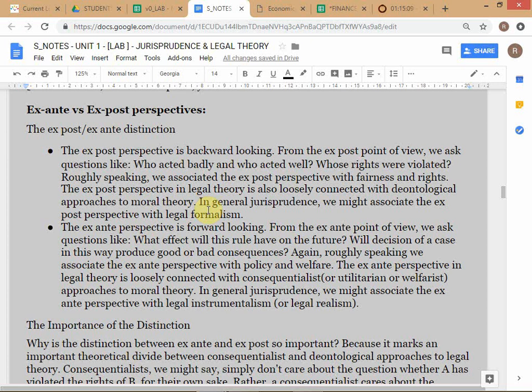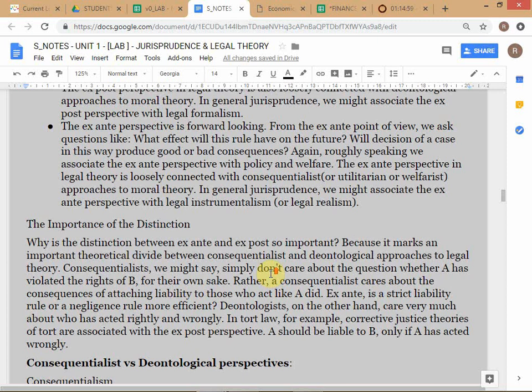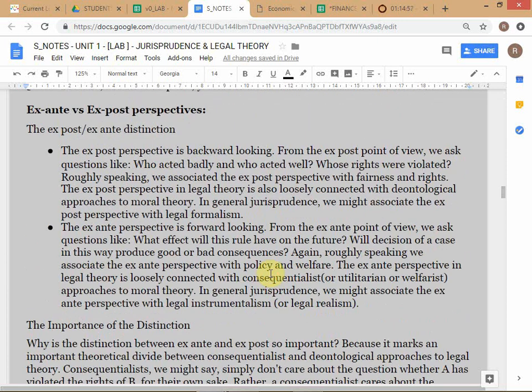It's important that you should be aware of these terms, okay? Ex ante, ex post, because this may come up in economics and other business related distinctions as well. So you can just read this. I broadly explained this to you, right? That ex ante is essentially similar to the consequentialist perspective.